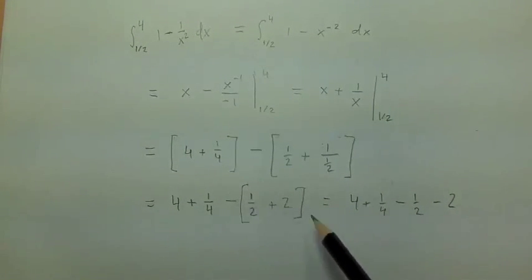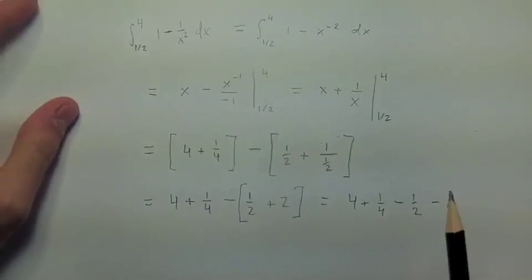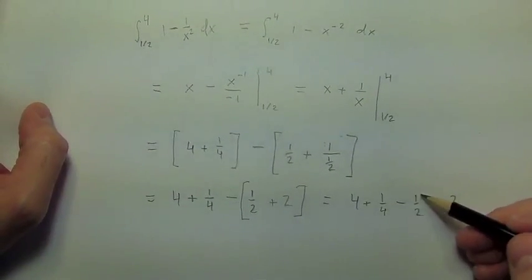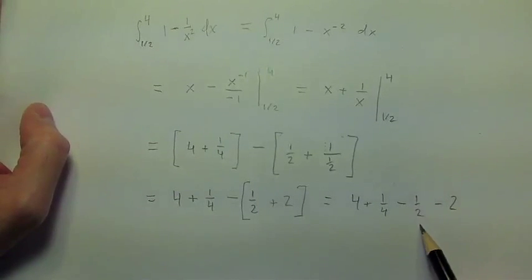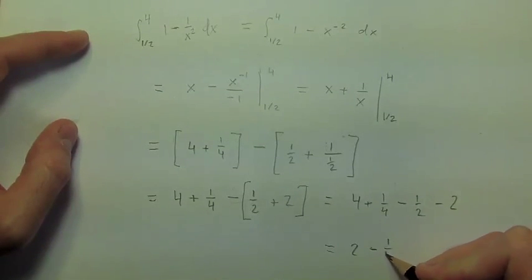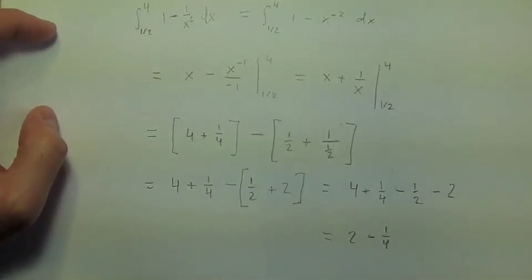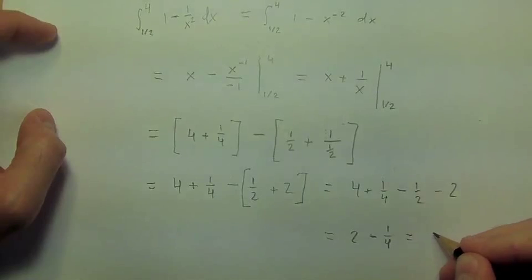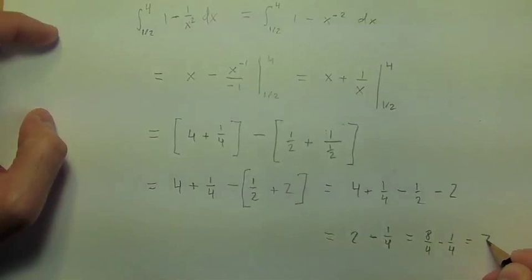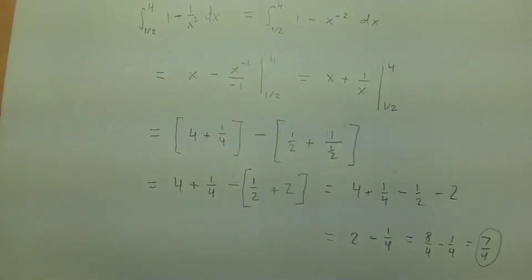Yes, that negative sign has to distribute. All right, so this is going to be basically 2 plus 1/4 minus 1/2. So 1/2 is 2/4. So this is going to end up being 2 minus 1/4. And 2 is 8/4, I'll go ahead and write that out. It's 8/4 minus a fourth. So that'll be 7/4.